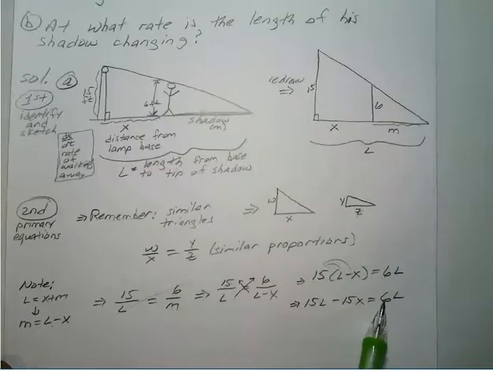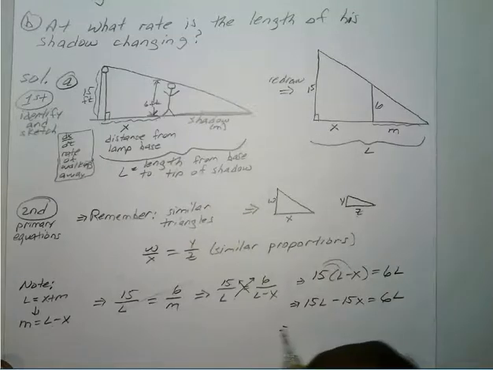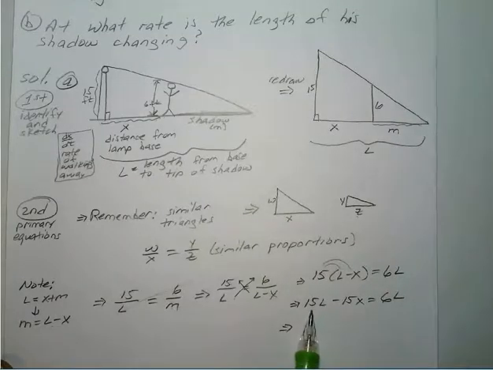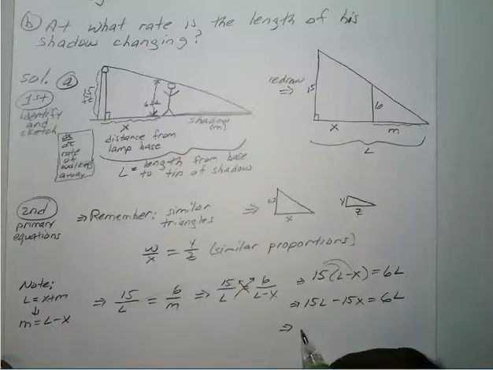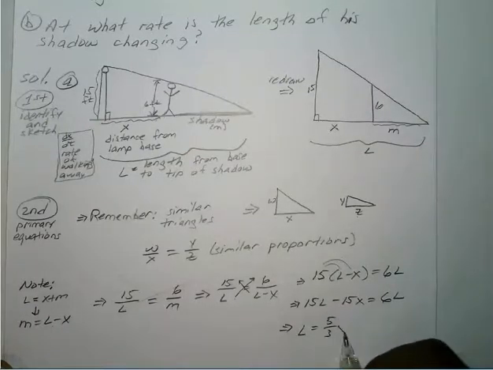All right, so if we subtract here, we have 9L equals 15X. So then we combine those two, then we go ahead and divide. So we end up with L equals 5 over 3X.